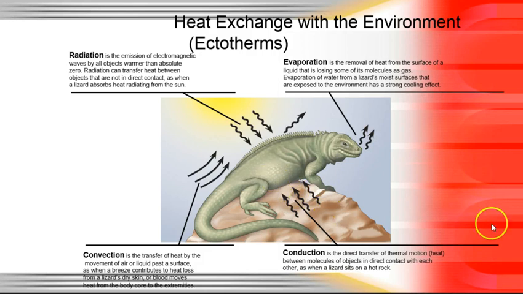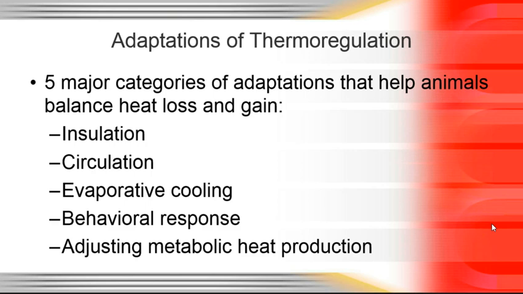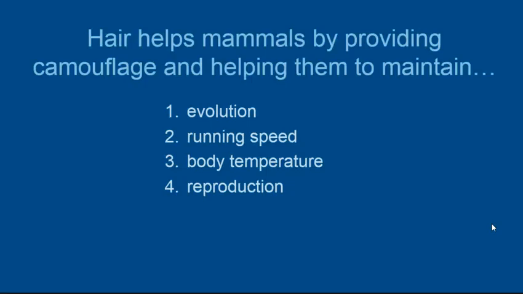All right, so there are 5 big categories of adaptations for thermoregulation. That's insulation, circulation, evaporative cooling, behavioral response, and then adjusting metabolic heat production. Some of these work for endotherms, some of these work for ectotherms, and some of them work for both. So here's your first question on this. Hair helps mammals by providing camouflage and helping them to maintain evolution, running speed, body temperature, or reproduction.